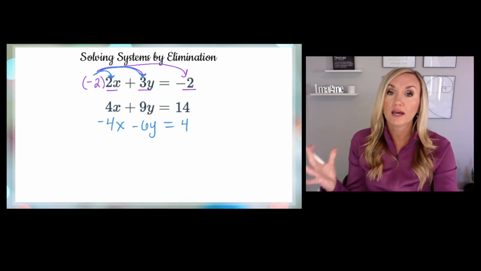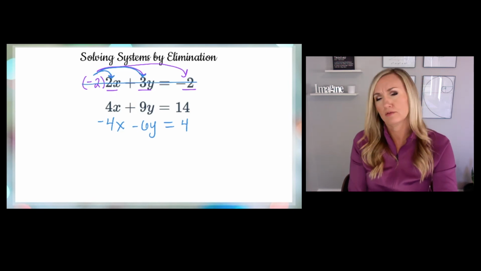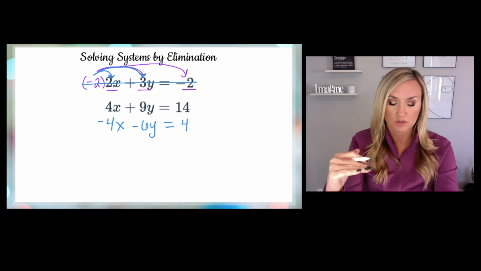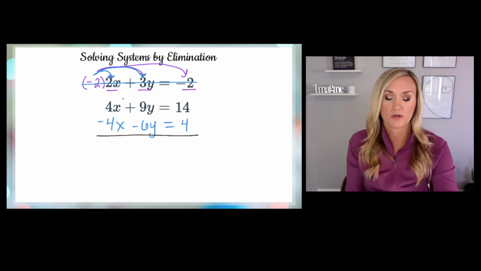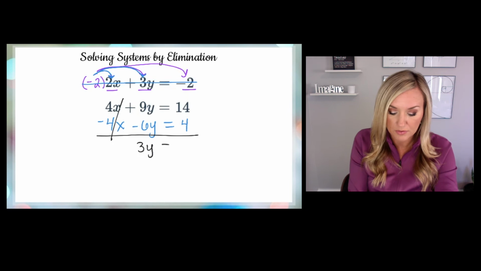Now, when I went ahead and changed the first equation, I like to just draw a line through it. Visually, it helps me say that that one is all done and I need to look at the other two. So now when I do that, I can add straight up and down, cancel the x's. This is going to become a 3y equals 28.